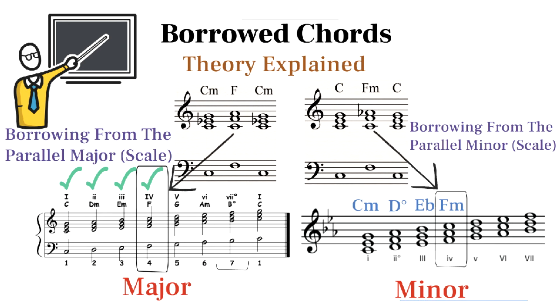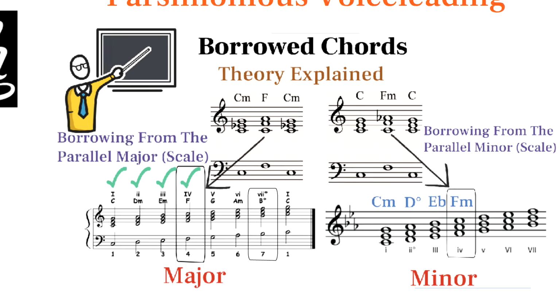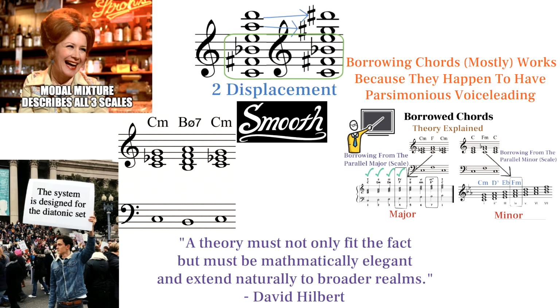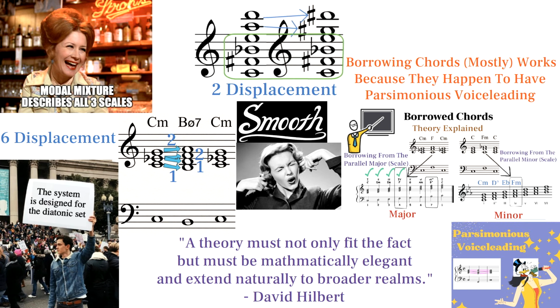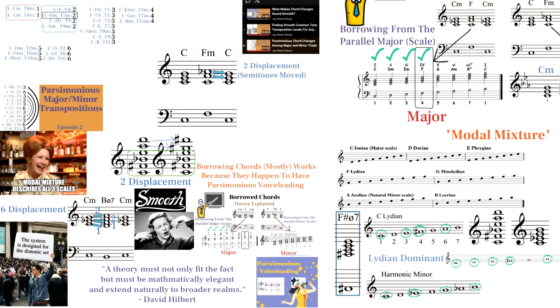An exception is if you try borrowing the 7/2 diminished 7 chord from major when you're in minor. It doesn't sound smooth or good at all because the voice leading is wonky with such a high displacement. This shows that chord changes don't necessarily sound good merely because they're borrowed from a parallel mode, it's the voice leading that matters.